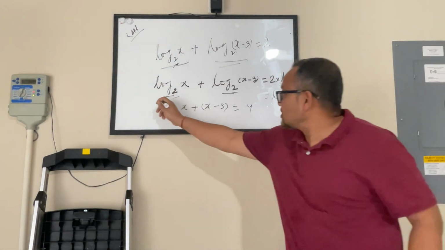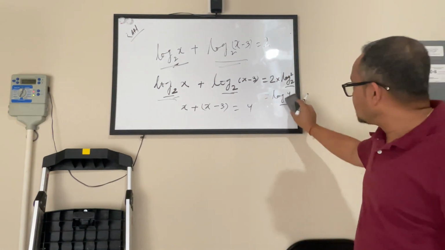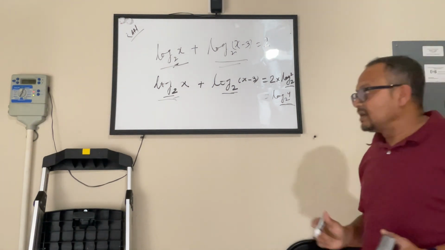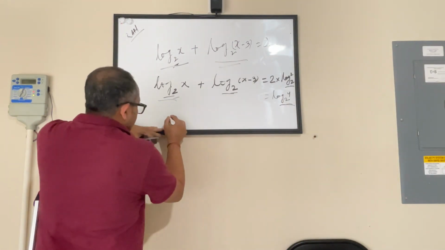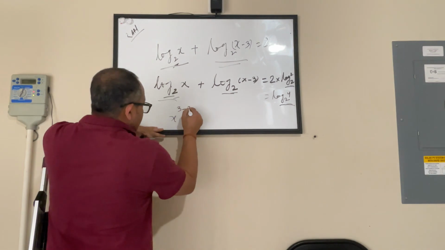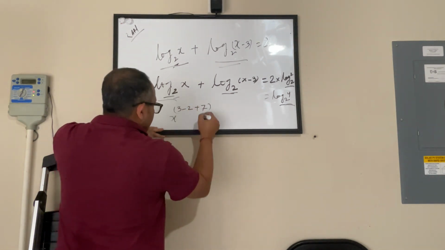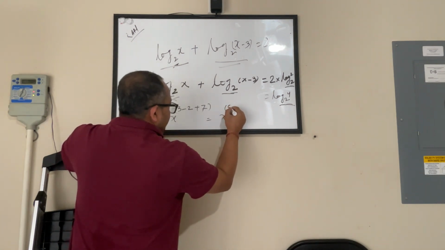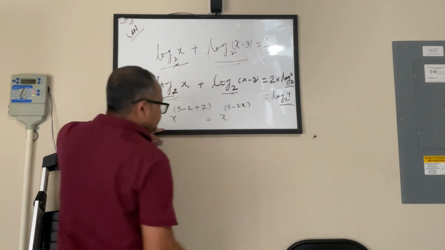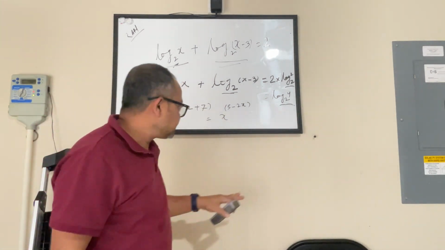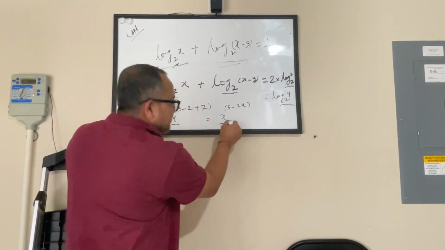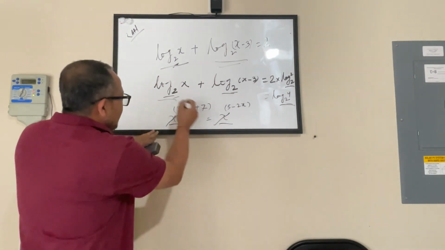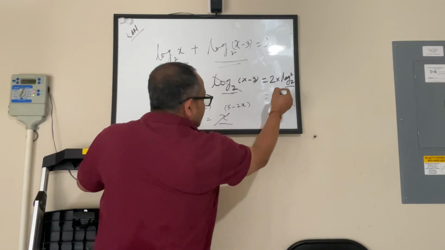So basically, let's give a better analogy. If I say x to the power 3 minus 2 plus 7 equal to x to the power 5 minus 2x, I'm just making it up. See, my base is the same. You can cross out the x. I can cross out the x. Likewise, I am crossing out the log base 2.